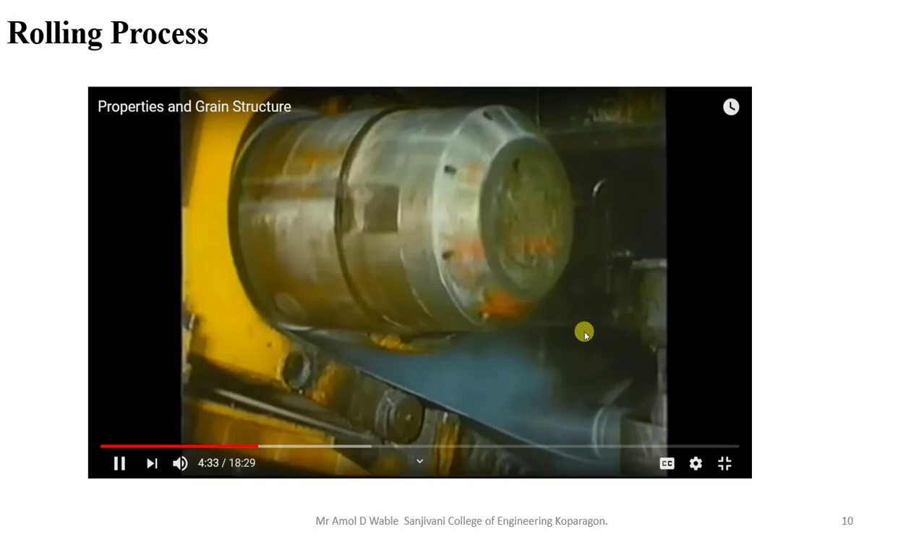the downward side. And we will be interested to see how the grain size will be before rolling and after rolling. So the rolling process is used to improve the mechanical properties of your material like tensile strength, hardness, or any other properties. So let us see the video.